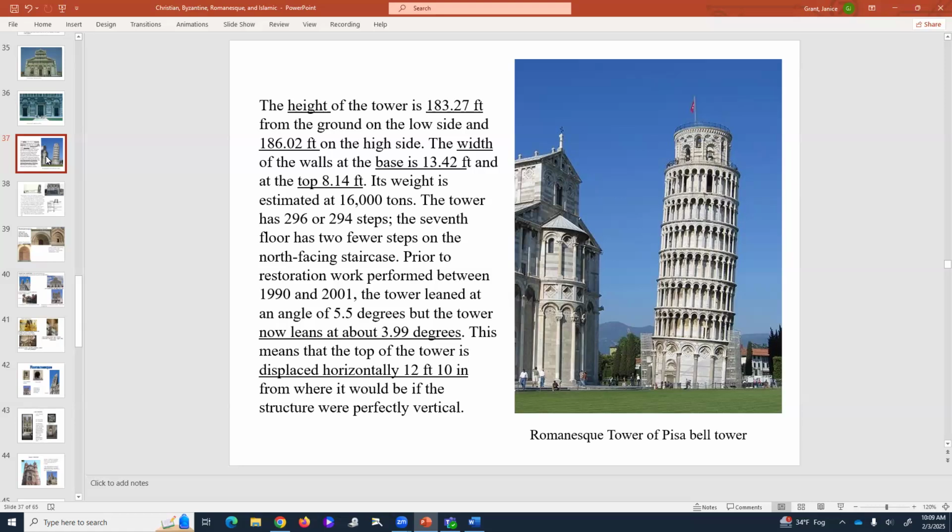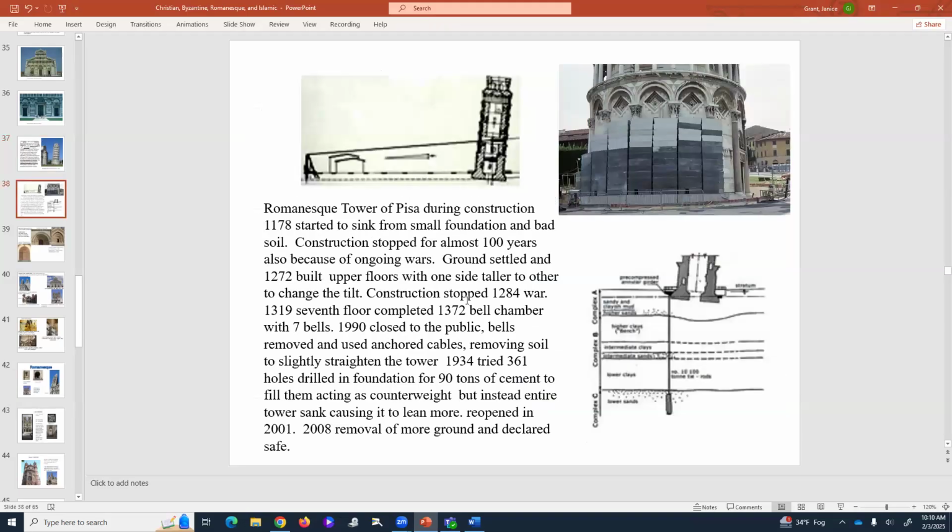The story is pretty interesting in how over time they've tried to justify the original structure. If you read through this, it gives you some details about the height and the width of it and how many steps are in it. The seventh floor has two fewer steps on the north facing side, so inside it has all of these different measurements.